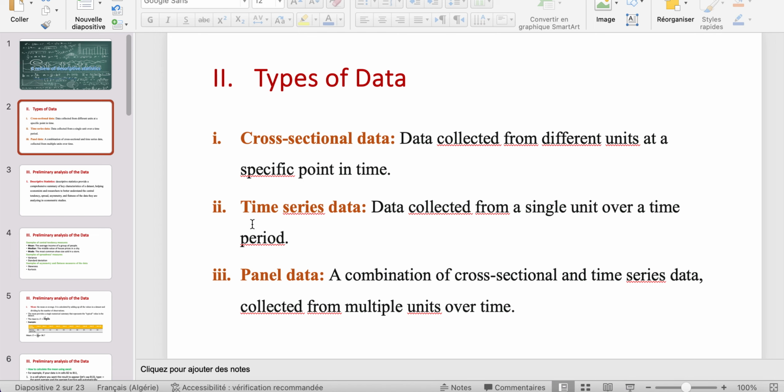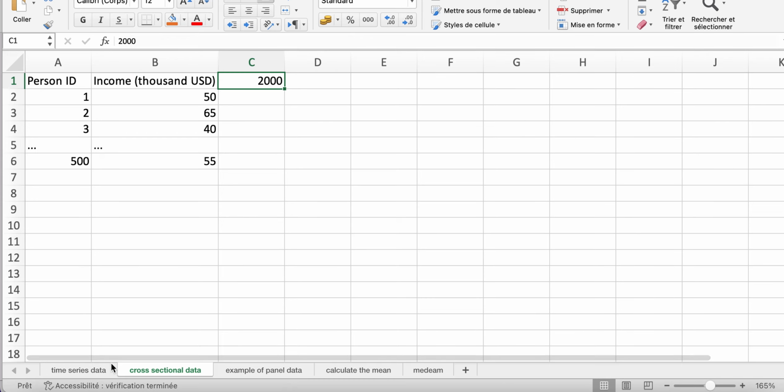Let's move to the second type. The second type is time series data. The time series data is the data collected from a single unit over a time period. I mean, here the time changes and the unit remains the same. For example, we can observe the inflation rate for Algeria or for the United States from 2000 to 2022. Here we talk about time series data.